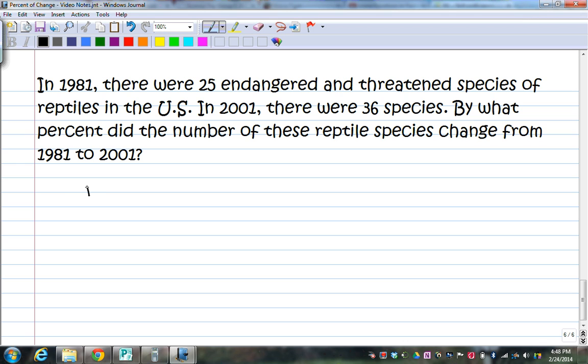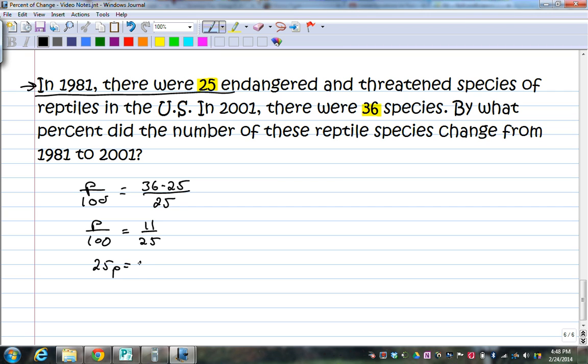Okay, this one, we have P over 100. We have to subtract the two numbers that are given to us. So we have 25 and 36 are the two numbers. So I have 36 minus 25 over the original. Now the original is going to be right here in 1981, so that's going to be the 25. Okay, and we have P over 100 is equal to 11 over 25. We have 25P is equal to 1100. Divide both sides by 25. And P is equal to 44%.